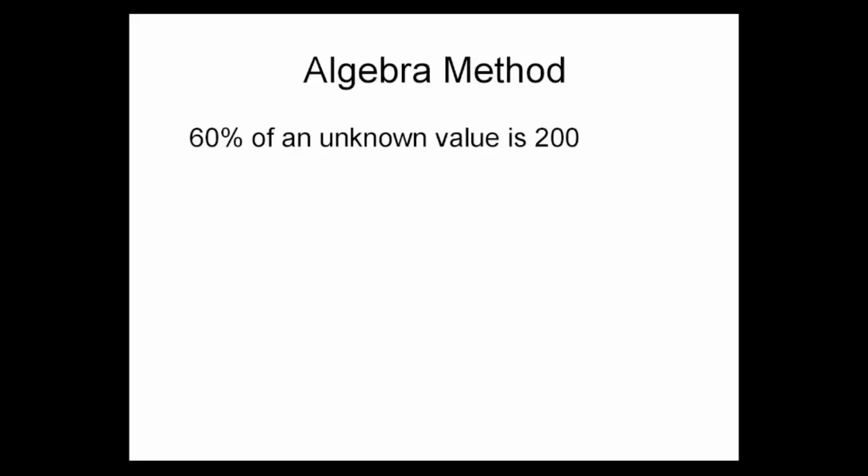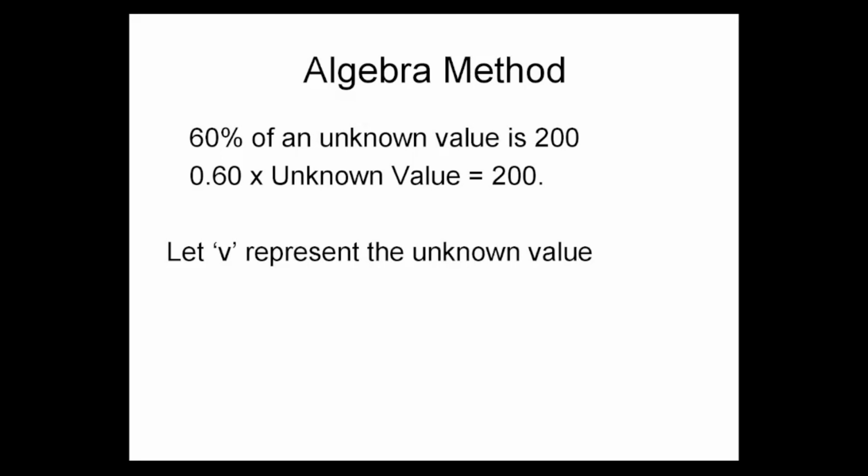The algebraic method. If I'm told that 60% of an unknown value is 240, we know to find 60% of something, we go 0.6 multiplied by that value to get our answer. Now in algebra, we often use a letter to represent an unknown value. So in this question, let's use the letter V for the value. So that's 0.6 times V equals 240.